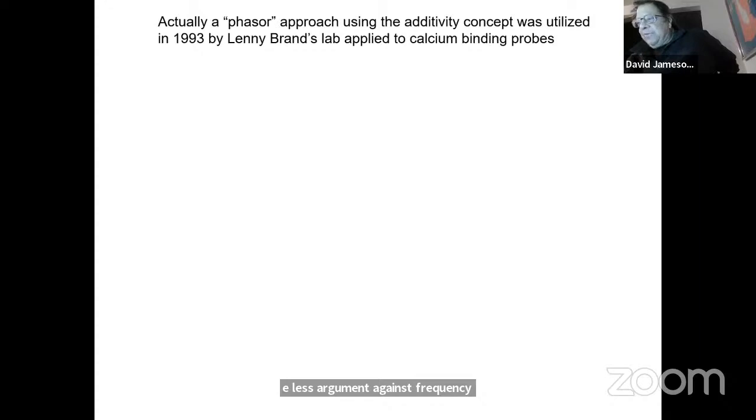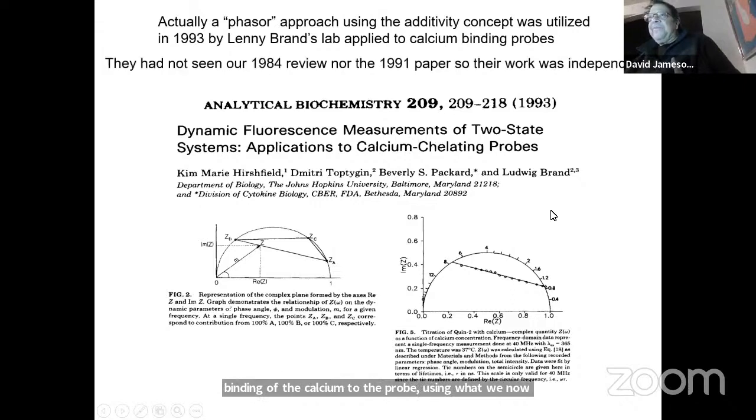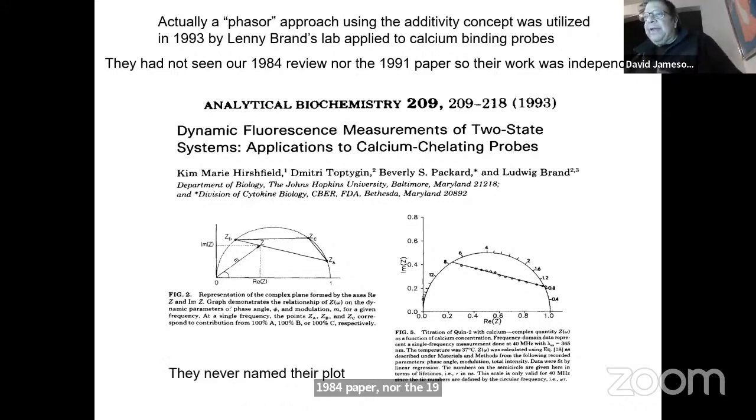Now, it turns out, I more recently discovered that in 1993, Lenny Brand's lab, a very famous fluorescence person, actually applied what we would now call phasors to look at multi-component systems. Specifically, he looked at Quin2, one of these calcium probes, which changes lifetime and intensity when bound to calcium. And he was able to study the binding of the calcium to the probe using what we would now call a phasor diagram. But they had not seen the 1984 paper nor the 1991 paper, so their work was totally independent, but they never named the plot. Okay.